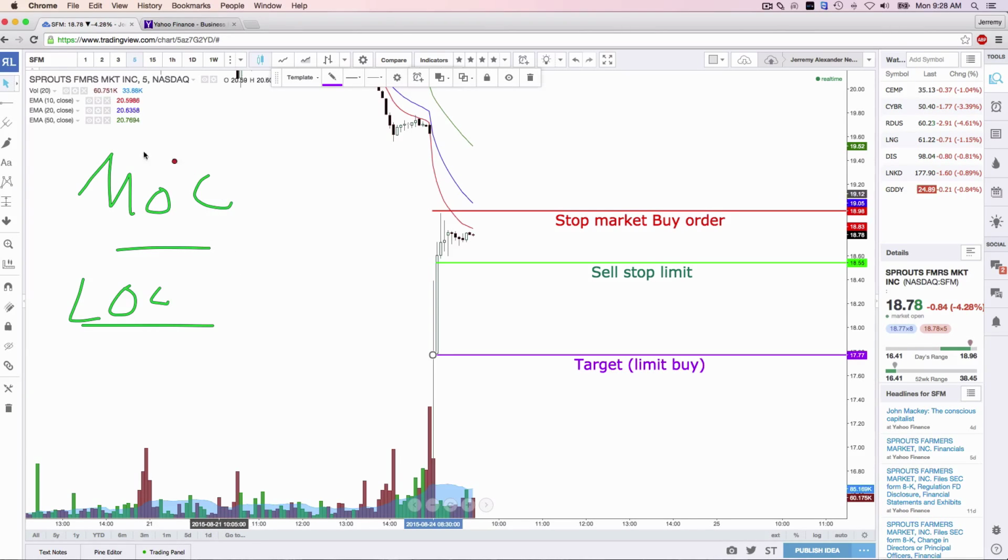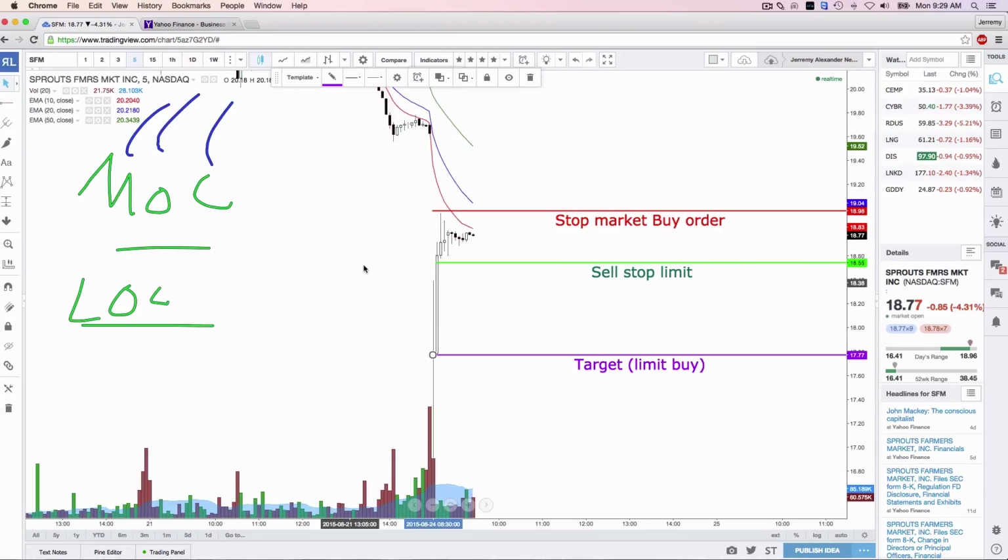MOC stands for market on close. So what do you guys think that means? That means if you're looking at whatever stock at the very end of the market, right before the stock closes, you want to get in for whatever reason, you can do an MOC order, market on close. Some brokers have this one, some of them don't.